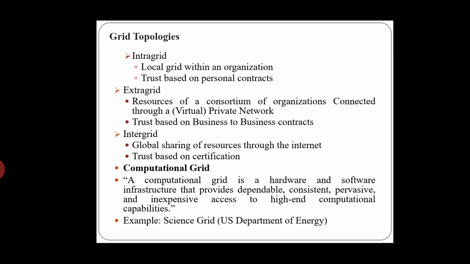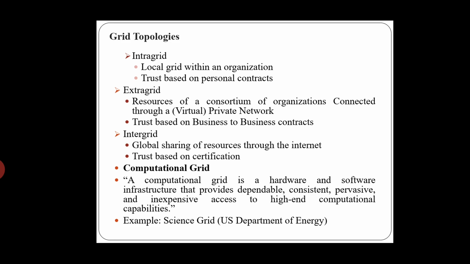Here we have to learn the important intragrid. The name itself says what it is: a local grid within an organization, with trust based on personal contracts. The definition of a standard intergrid is the single most critical problem facing the grid community today. The Global Grid Forum is a consortium working toward implementation. The Globus toolkit, an open source middleware, is widely used as that platform.